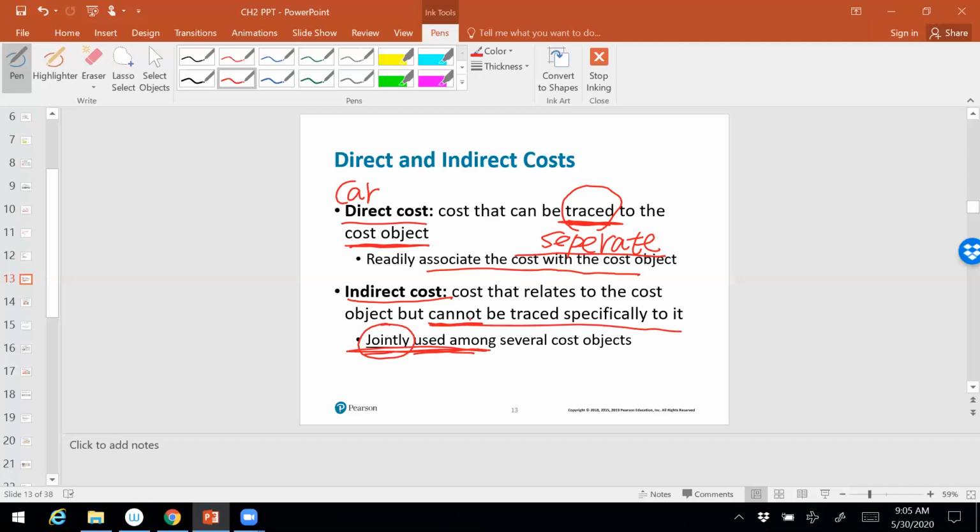So make sure you know what is direct cost, what is indirect cost. Okay. Most likely the material, the assembling line workers, those are direct cost. You can know, hey, who assembled this part. But indirect cost, like shared material, shared labors, those will be indirect cost.